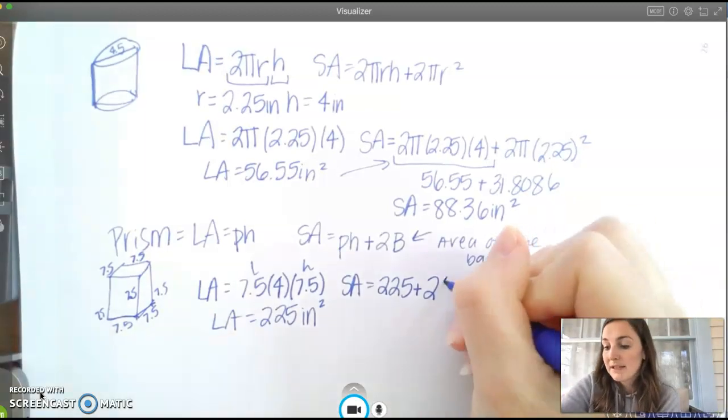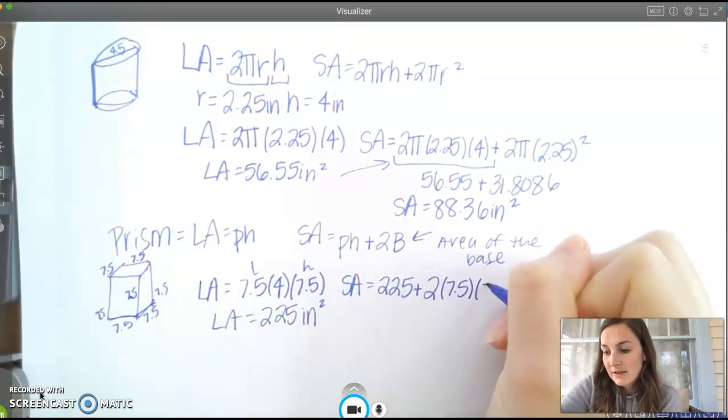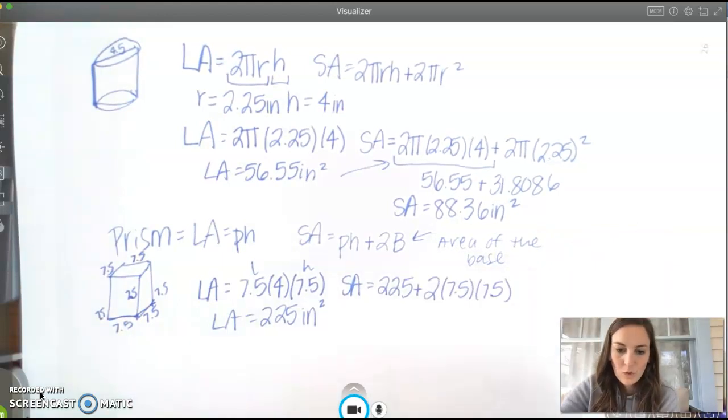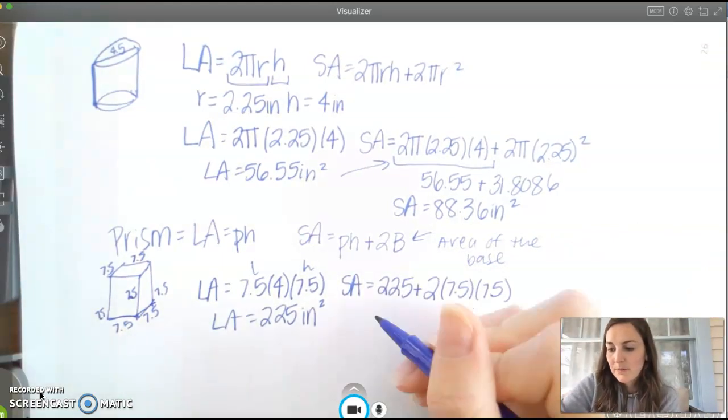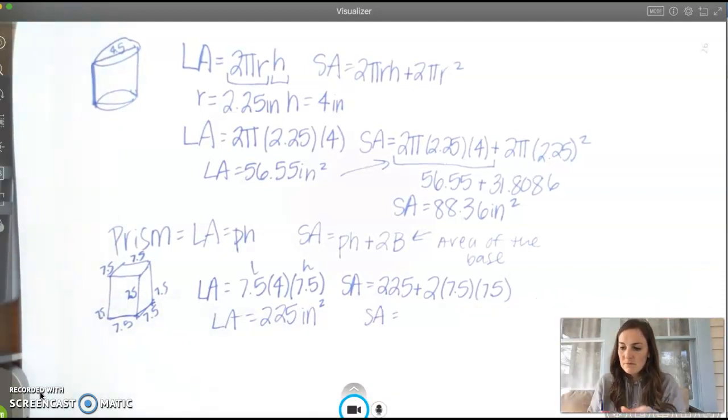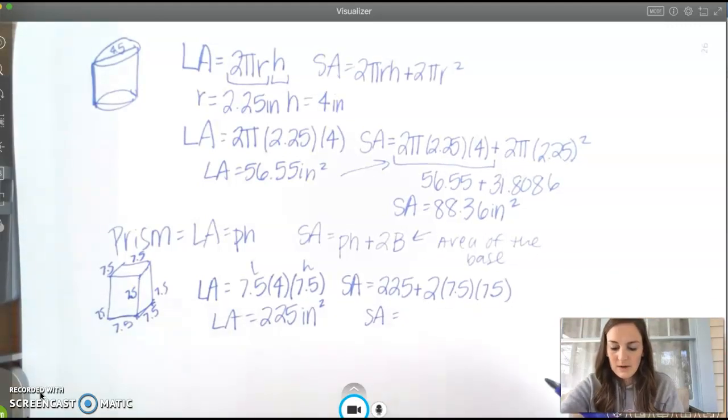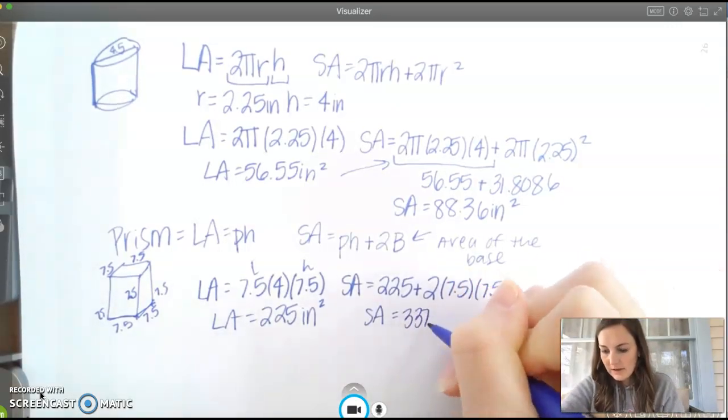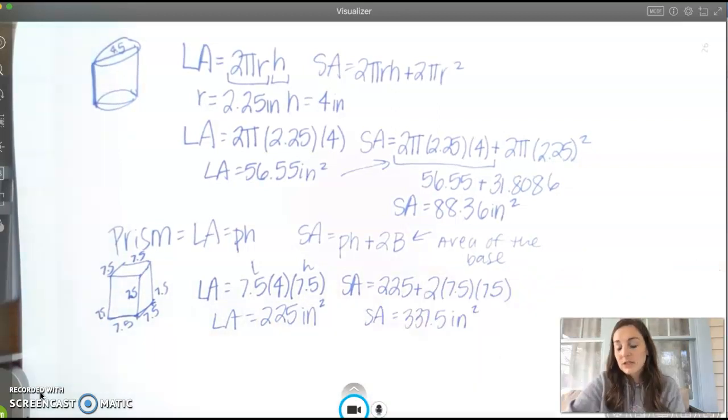So my base here is 7.5 times 7.5, or 7.5 squared. So my surface area is 225 plus 2 times 7.5 times 7.5. And so I get a surface area of 337.5 inches squared. Since this was a cube, I could have found the one face, which was 7.5 times 7.5, and then multiplied it by 6 because there's 6 faces. So that's the other option.